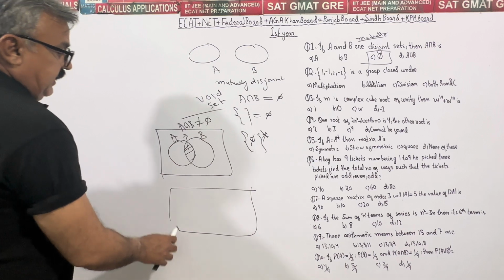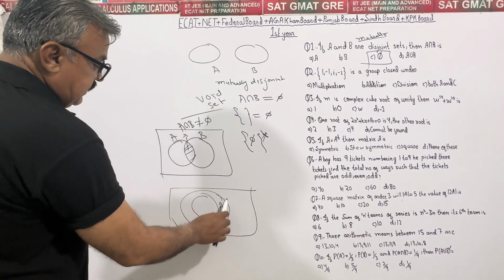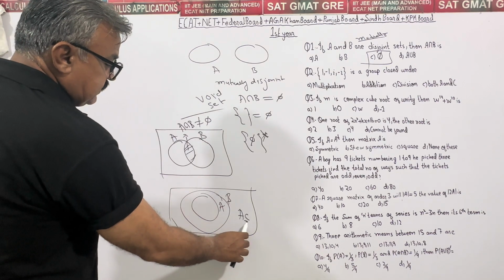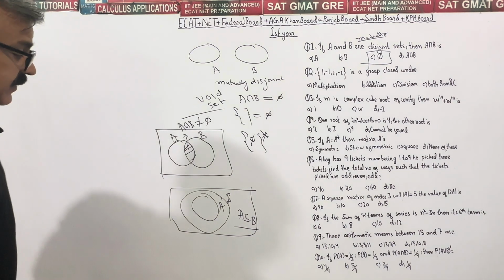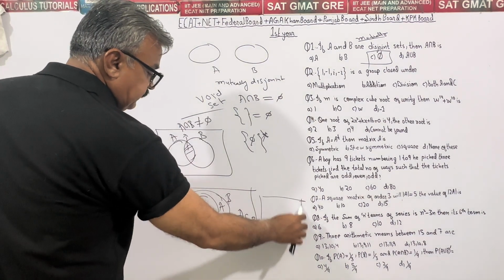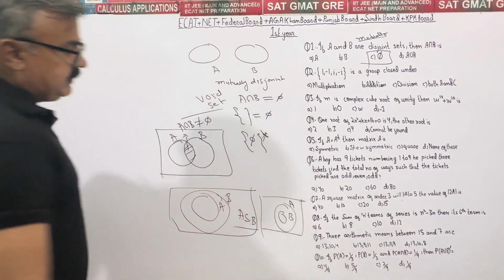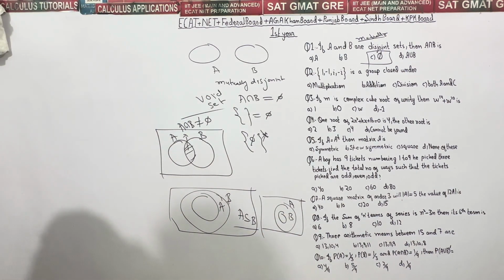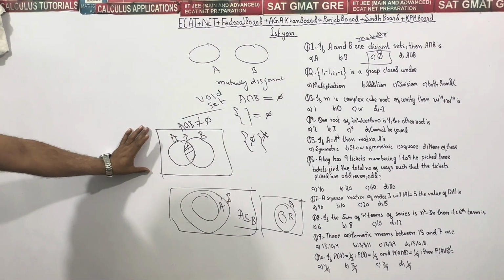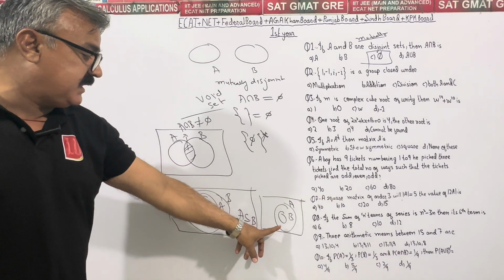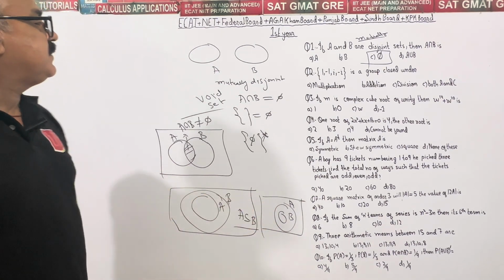The third possibility is that either of the sets is a subset of the other. This is A, this is B. In that case, A is a proper subset of B. Or it might be the case that B is a subset of A. These are the possible diagrams for two sets: either they are mutually disjoint, partially overlapping, or either of them is a subset of the other. In one case, A is a subset of B, and in the other, B is a subset of A.